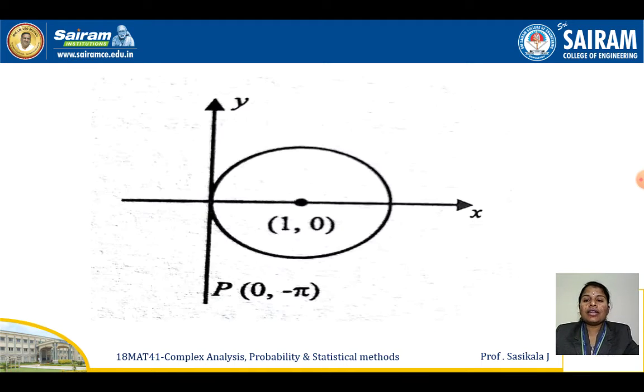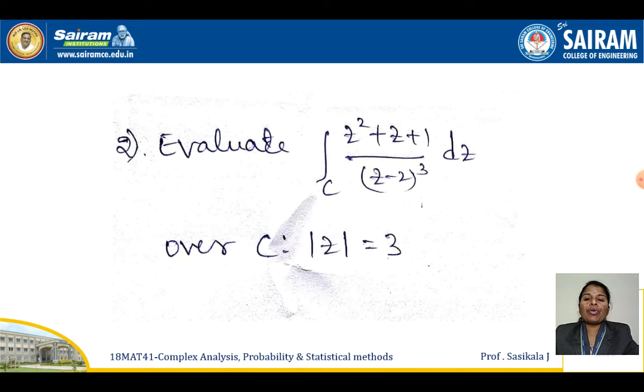It's clear, na? Now you can go with one more example. Evaluate the integration of z square plus z plus 1 by (z minus 2) the whole cube into dz over the curve modulus of z is equal to 3. There is a little change in this question. As per the previous problem, I can go ahead, but in the denominator, instead of z minus a, I have z minus a the whole power 3.